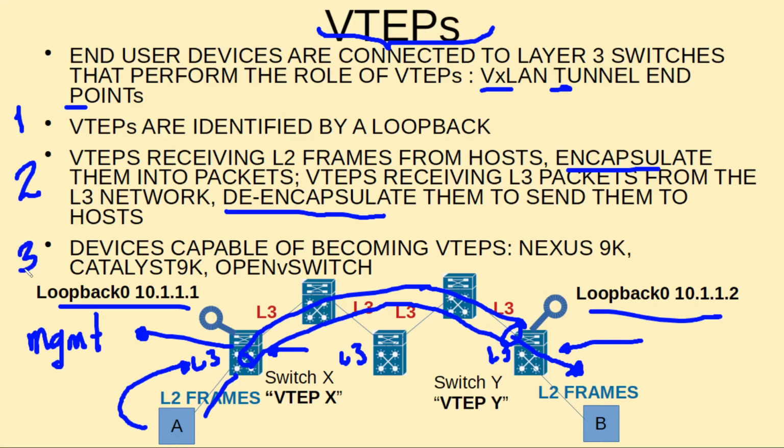Finally, you must carefully check your device's features in order to know whether they can become VTEPs or not. Some layer 3 switches out there cannot handle VXLAN. So let's put some examples here. If you're deploying your data center, you could use Cisco Nexus 9000s, or for the enterprise you can use Cisco Catalyst 9000s, or you can go for a free option. For instance, you could use Open vSwitch in order to become a VTEP.